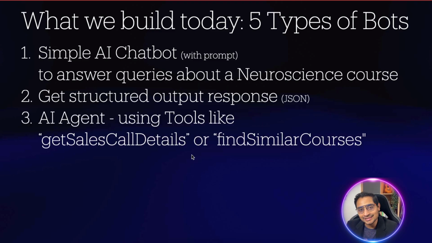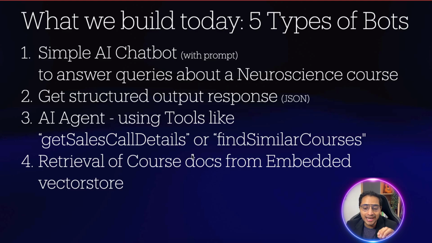The third is where it gets interesting. This is an AI agent, which means that I'm not just asking for information back, I'm also asking it to do certain tasks. I'm asking the chatbot to book a sales call with the sales team, or to find similar courses with lesser price or higher price, or for example, I want to do the booking, make the payment, different kinds of tasks which I can create with an AI agent.